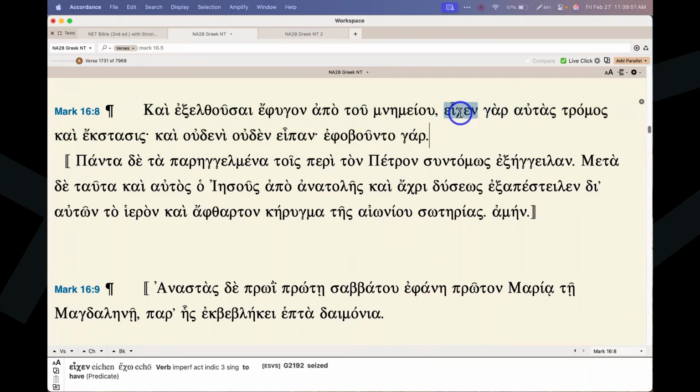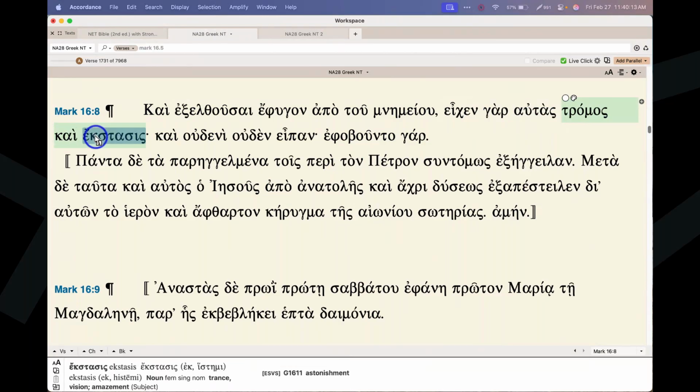For something had them. We've got autas here, the accusative. We have to wait till we get to tramas. There's our nominative. And there's a kai with ekstasis. There's another nominative. So we've got a compound subject here, the verb of which is echen, and autas is the object. So tramas and ekstasis had them, or gripped them, or seized them. We've got kind of a funny word order here with the verb, and then the object, and then the subject.